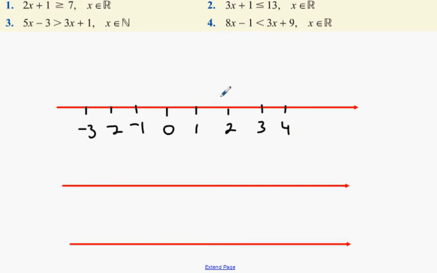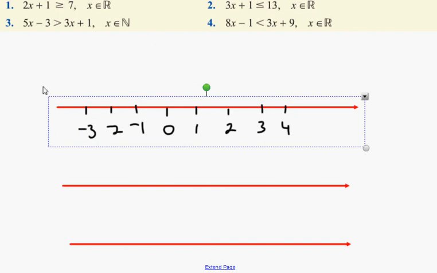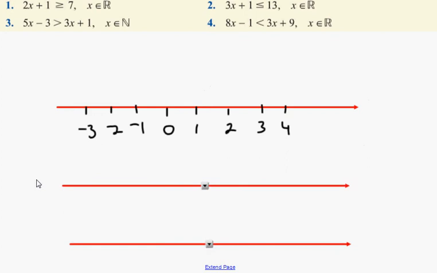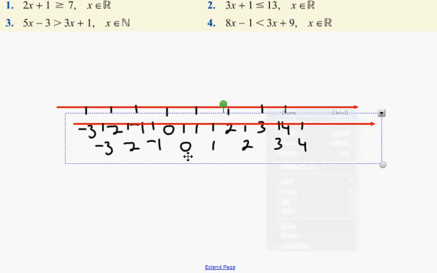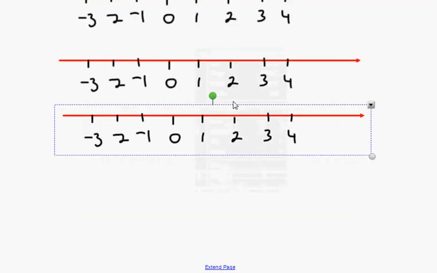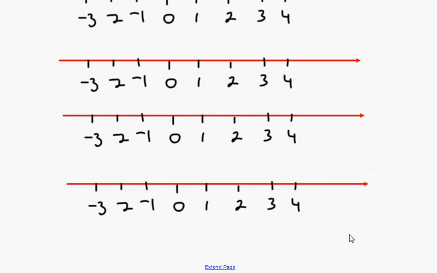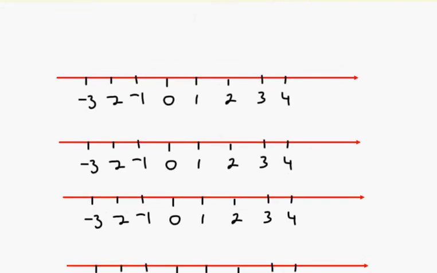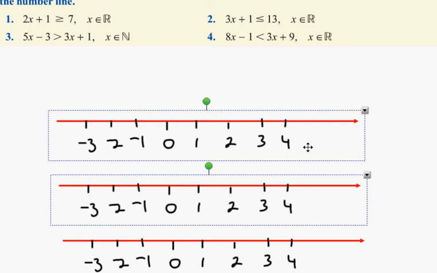Actually, do you know what? I'll just group it and clone it. It's easier. So, save myself the hassle. There's another one. There's another one. Okay, I think I'm okay. Now, mass produced maths. Selling out.